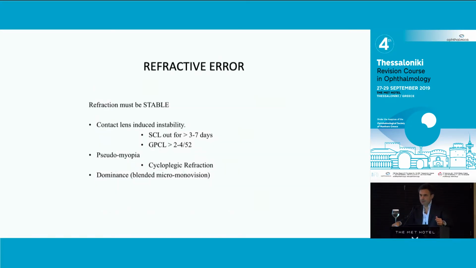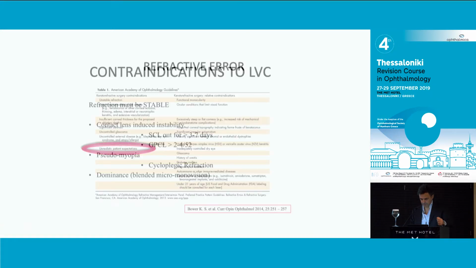Remember, refraction must be stable, so make sure that your patient comes to the consultation after an appropriate time off contact lenses. If there are doubts, always consider cycloplegic refraction, because some patients will be accommodating quite a lot and you don't want to make them hyperopic after vision correction, because otherwise they will hate it. And for the older patient, consider micro-monovision or blended vision and look at which eye is dominant.